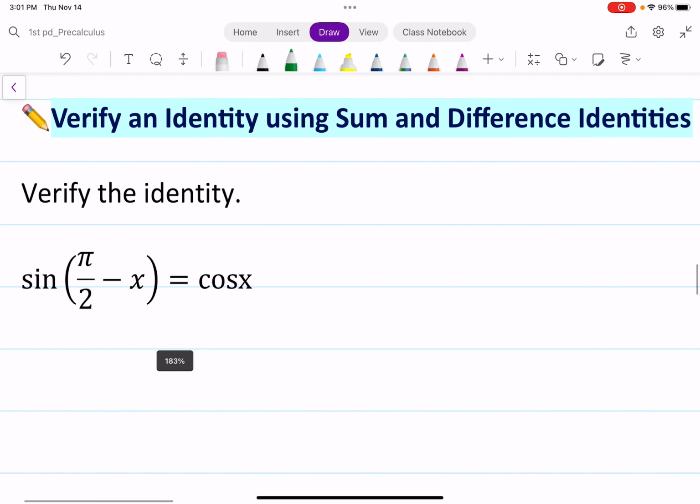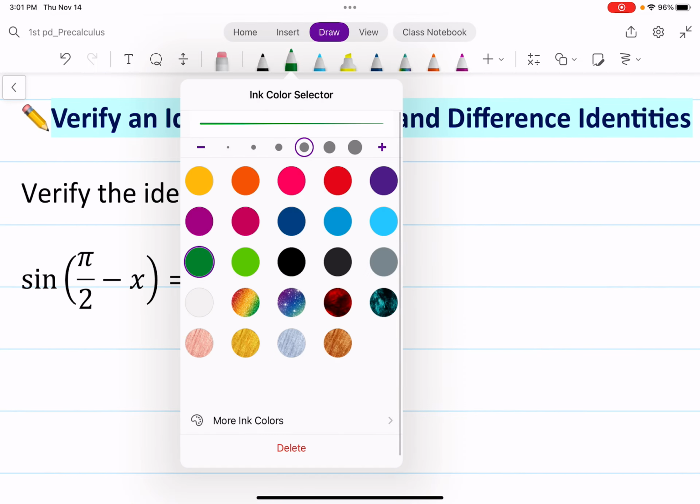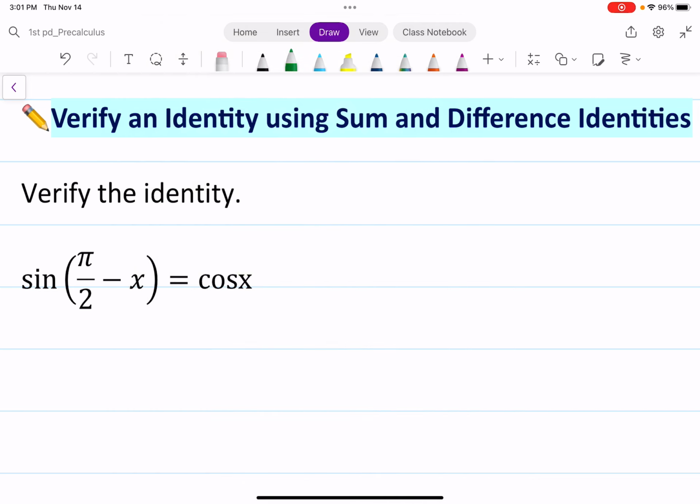All right, verifying identities. That's what you did yesterday with trig proofs. Okay. So we want to verify the left-hand side equals the right-hand side. The biggest mistake people make here is they try to distribute. That is not a thing, okay? Because this doesn't read s times i times n. It's sine of an angle. So distributing is not a thing, okay?